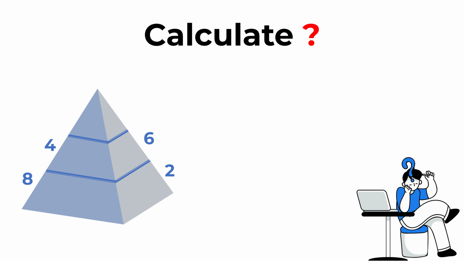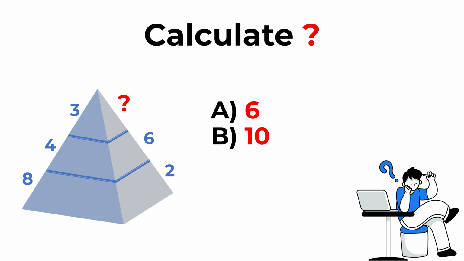And in the top layer, you have number 3, and on the other side of the pyramid, you have a question mark. And this question mark can be one of those 4 values. Choice A is 6, choice B is 10, choice C is 7, and choice D is 2. Do you see the answer?